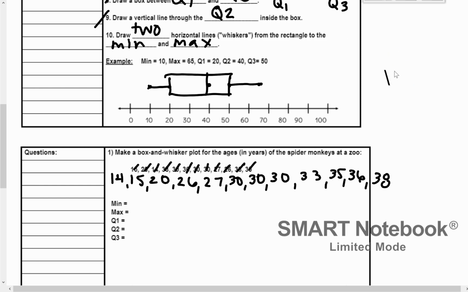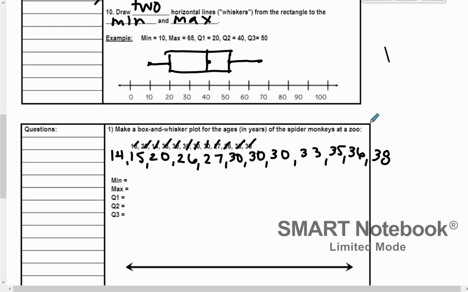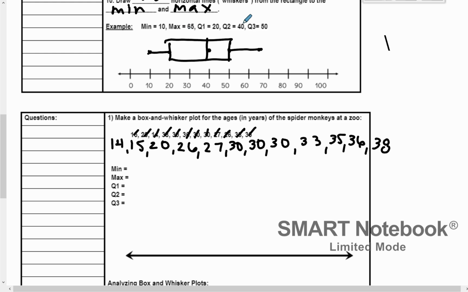Oops, I did not mean to do that. All right, well, we're just going to ignore that. So up here you were given the 5-number summary. Down here you have to actually find it.